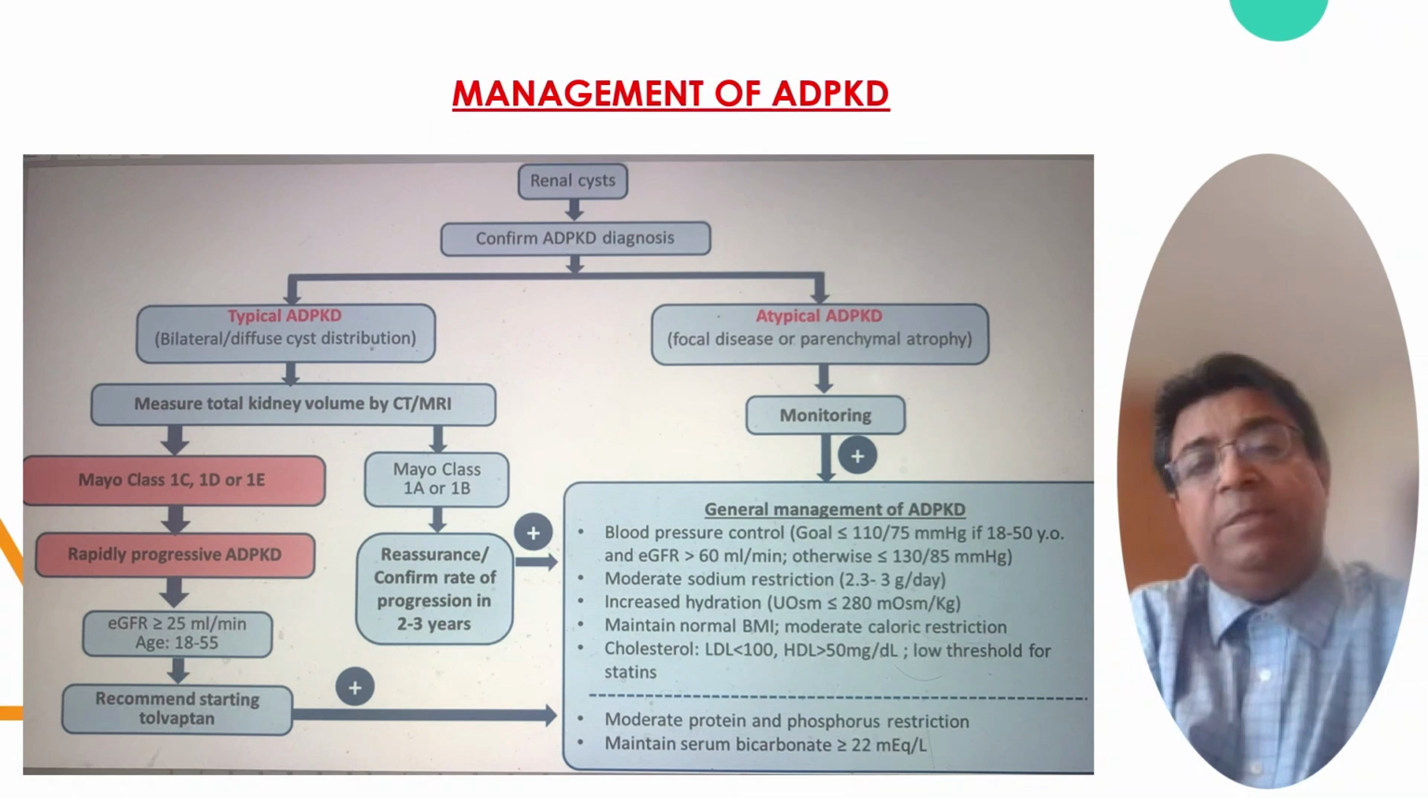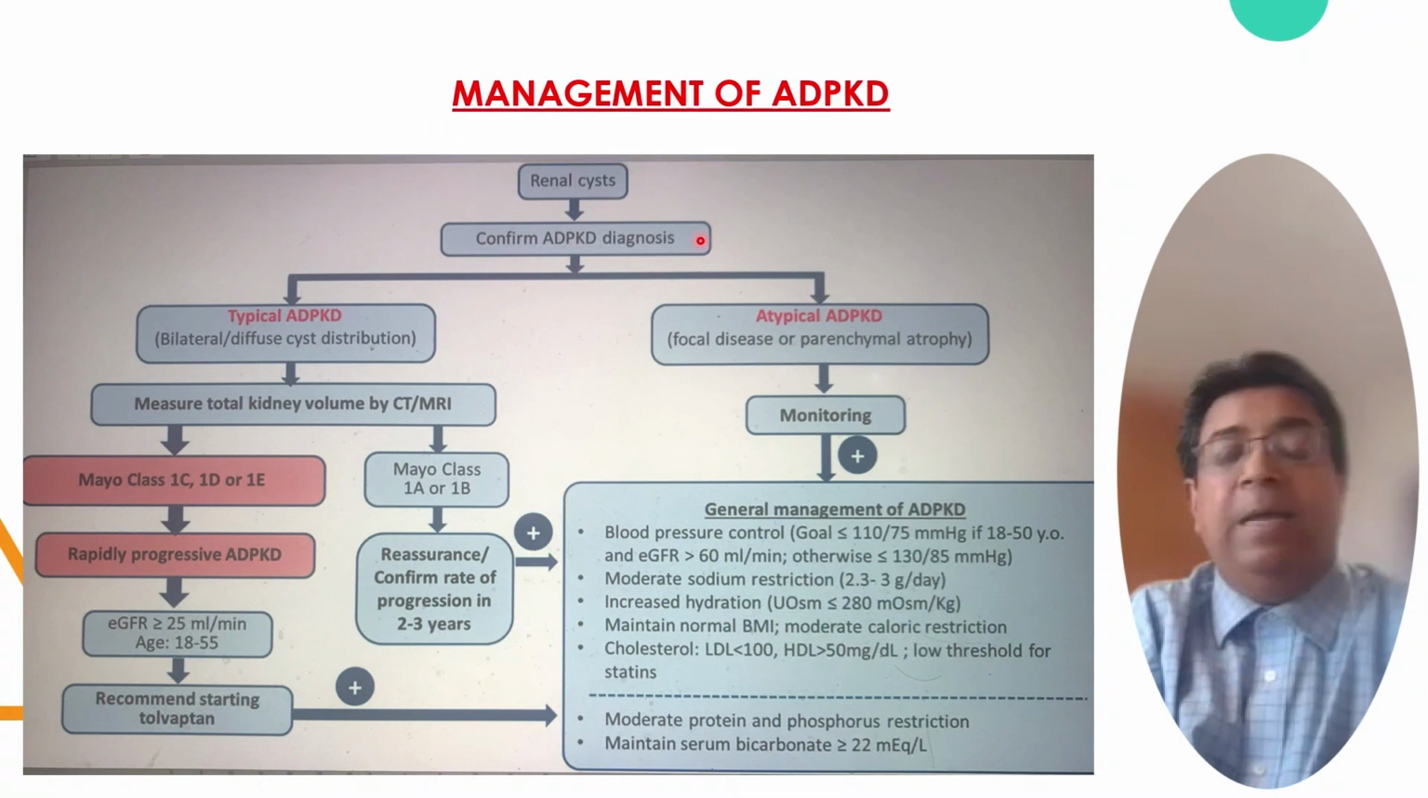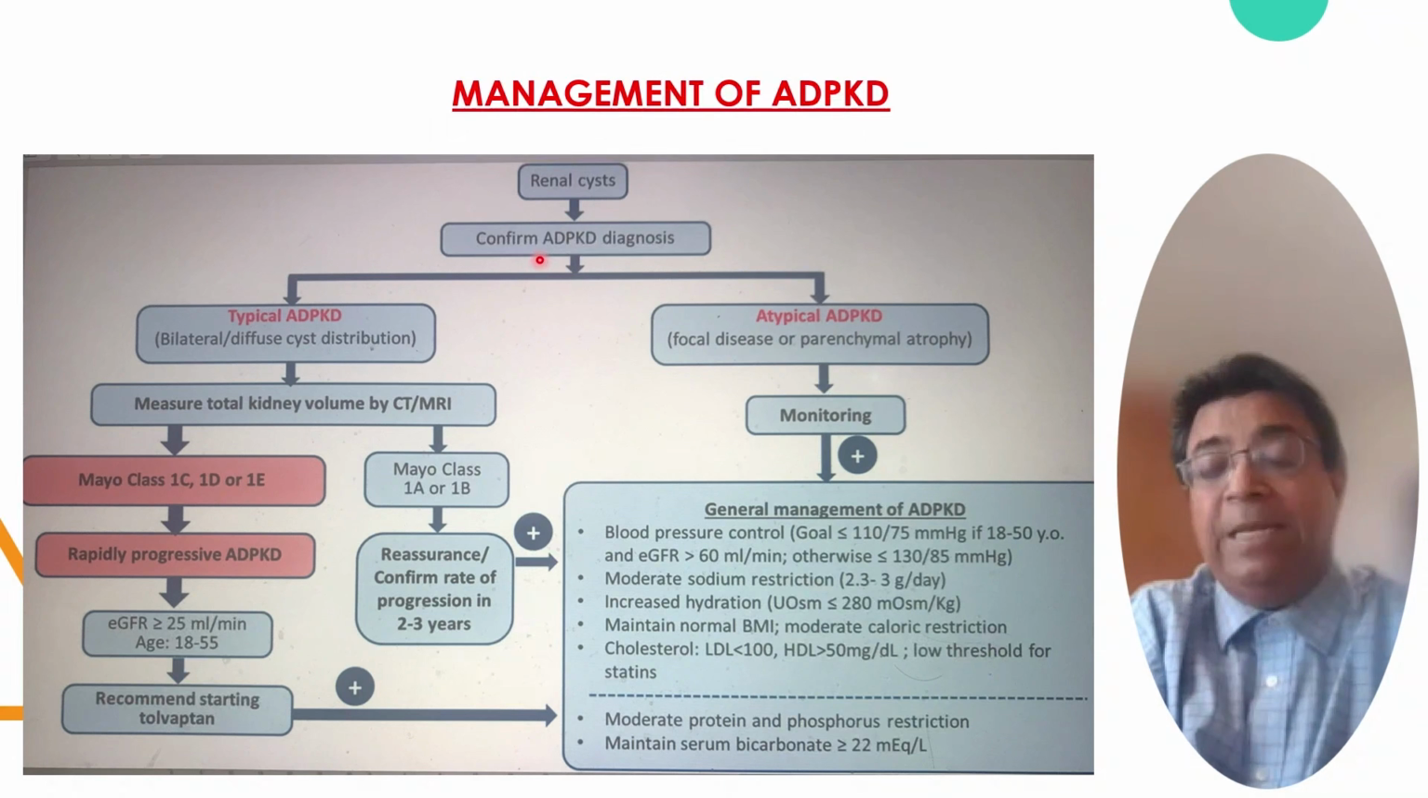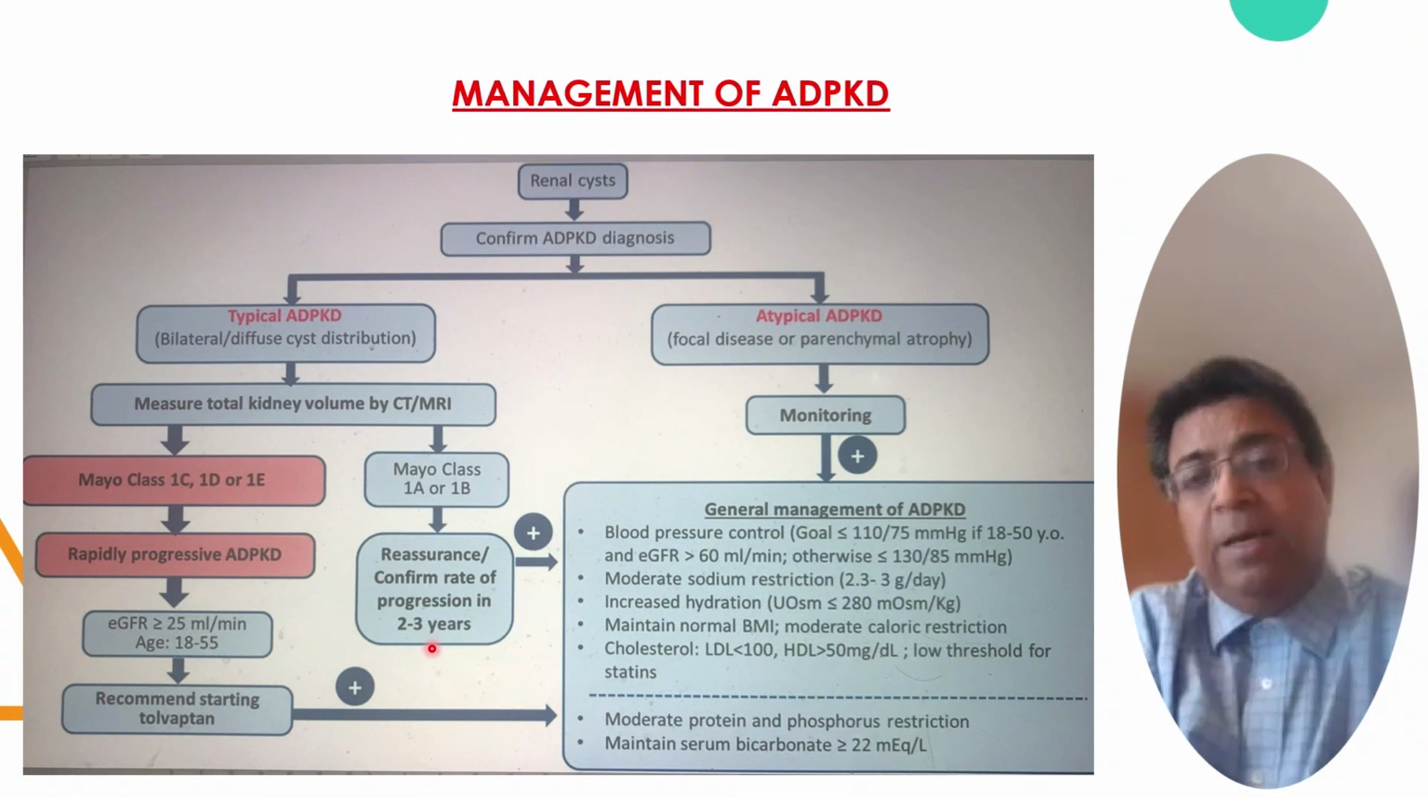Let's jump into management. First thing is that you're going to see a patient with renal cysts. You're going to confirm the diagnosis of ADPKD. And once the diagnosis is confirmed, of course, you're going to do genetic testing, but you're going to do an MRI because you need to have that height-adjusted total kidney volume. And we're going to see an example of that in the upcoming slides. And you're going to classify it according to the Mayo classification. If it's 1A or 1B, it's low risk, and you can repeat the image in 3 years. If it's Mayo class 1C, 1D, or 1E, it is a rapidly progressive ADPKD.